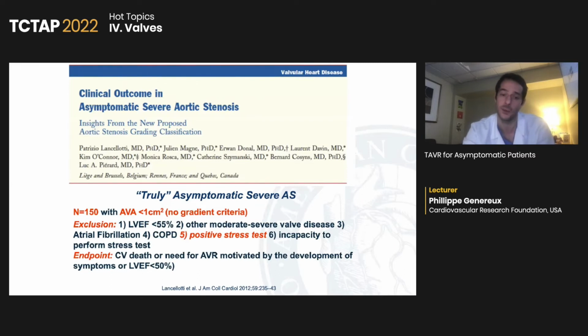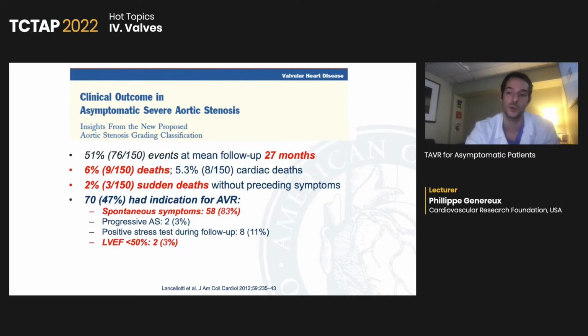One of the best pieces of data we have out there is really this series by Lancellotti that was published in 2012, where we really took 150 patients, did a CVRS, no symptom. He excluded all the patients with positive stress tests, was doing bicycle in Europe. And really followed those patients for over 2 years. And what we show is after 27 months of mean follow-up, 6% of those patients that were followed very, very regularly had a mortality, so 3% per year. And among them, 2%, so 1% per year, were sudden death. So this is where those numbers come from.